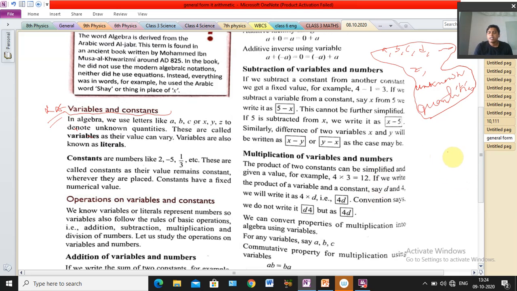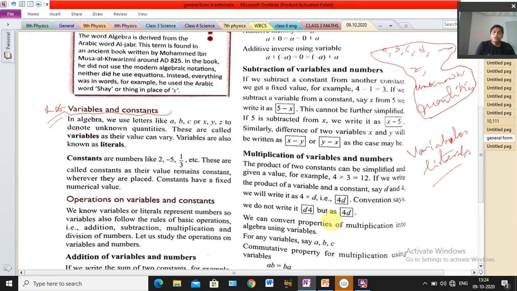Another name for variables is literals. Another name of variables is called literals. Clear or not? Another name of variables is called literals.